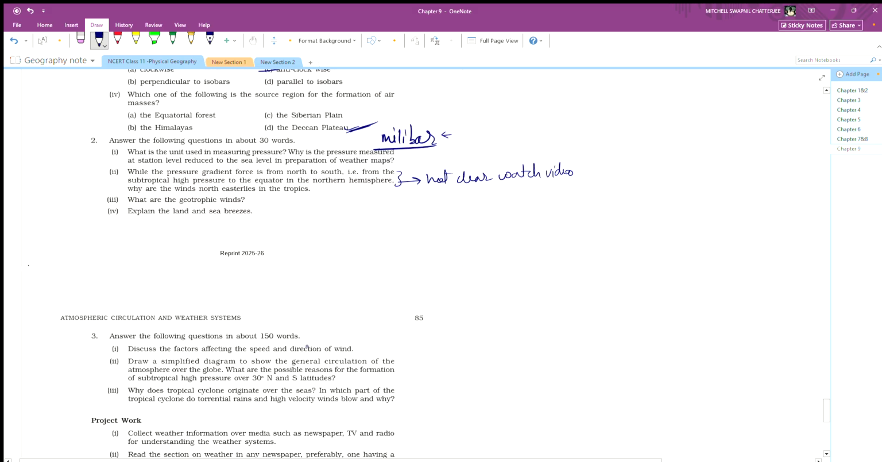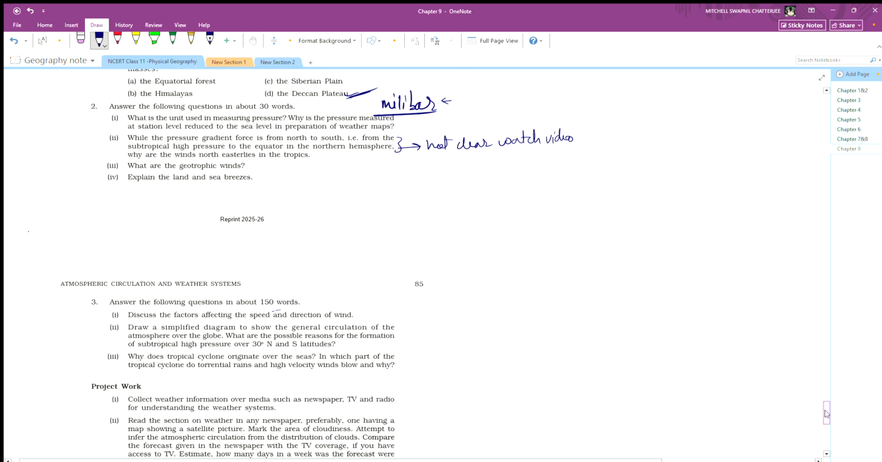Discuss the factors affecting the speed and direction of the wind. There are basically three factors. One is the pressure gradient force. Another is the Coriolis force. And the third one is friction, the friction of the air.